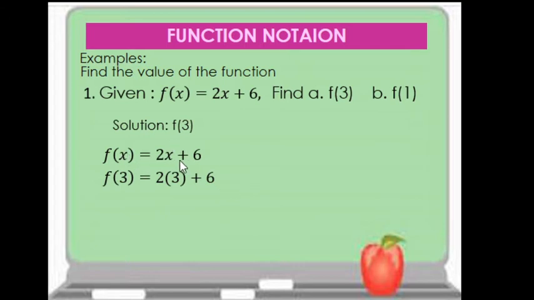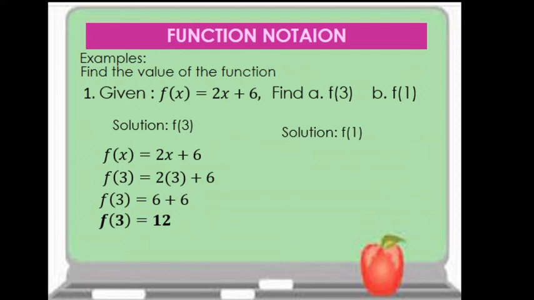So kung ilan yung x dito na nakalagay, yung lahat ng x, papalitan natin siya lahat ng 3. So f of 3 is equal to 6 plus 6. So 2 times 3 is equal to 6. Then, f of 3 is equal to 12.